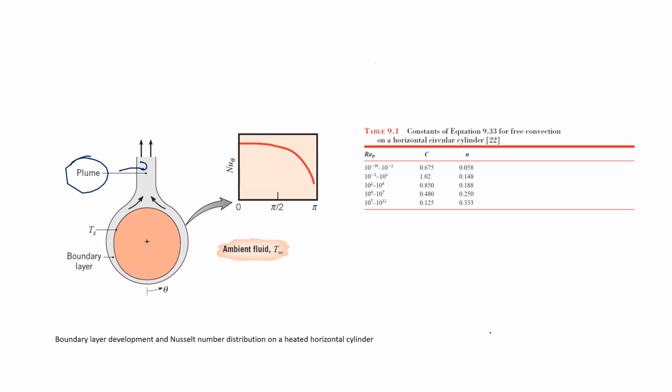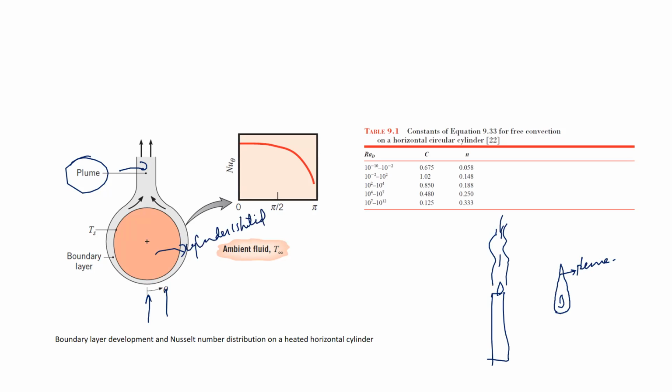Suppose if you light a candle, there will be ascent of the air. So there will be a plume region which will be created. So when the cylinder is heated or cooled, this is a heated case obviously because it is the ascent of the air. So ambient fluid is T infinity. So what happens is these are the boundary layers created. So based on the boundary layer thickness, our Nusselt number correlations can be obtained.